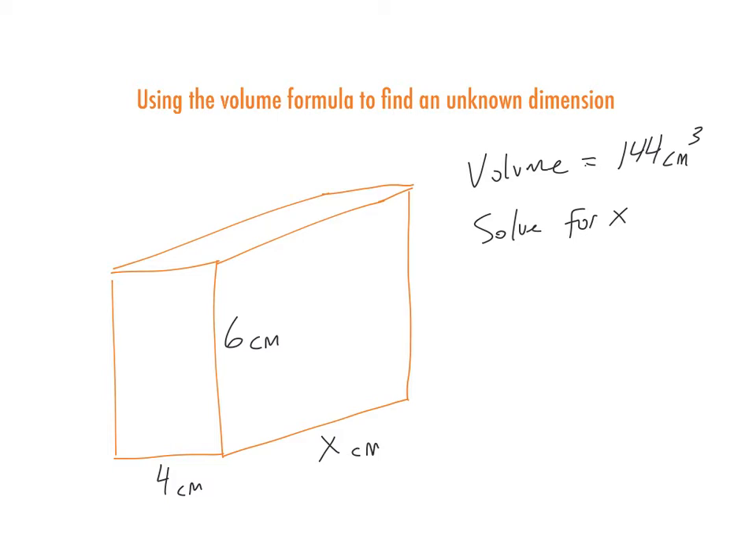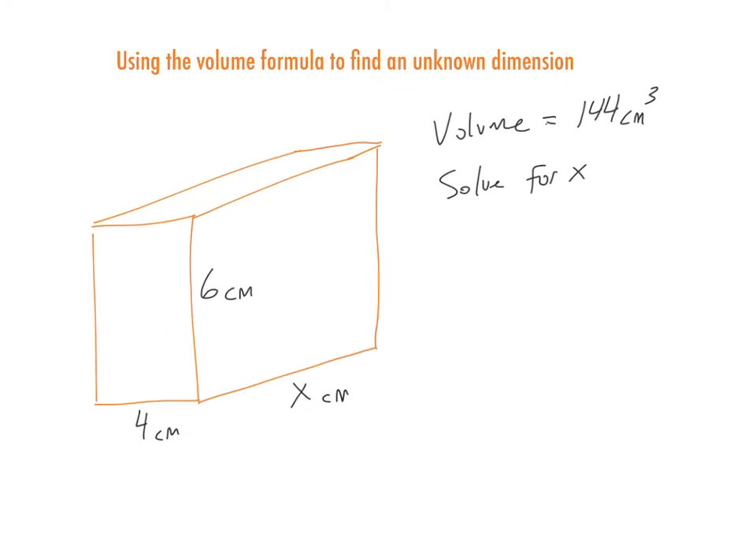All right, so last problem here. We're going to use the volume formula to find something other than the volume. So we're actually going to use the volume to find a different dimension. So I give you a rectangular prism here. It is 4 centimeters by unknown, or x centimeters, and then it's 6 centimeters tall. They tell us that the volume of this is actually 144 centimeters cubed, but we need to find x.